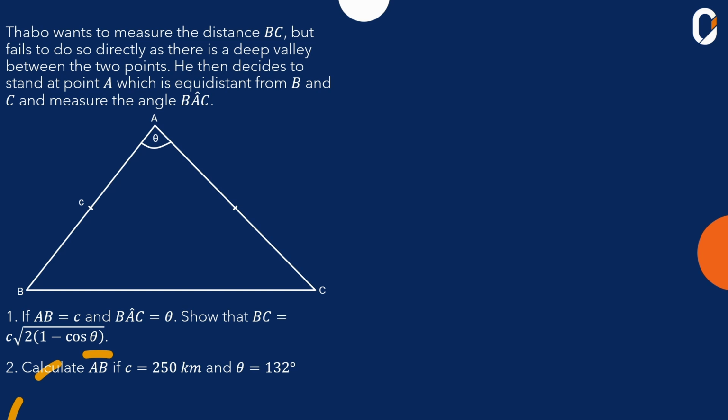Tabo wants to measure the distance BC, but fails to do so directly as there is a deep valley between the 2 points. He then decides to stand at point A, which is equidistant from B and C, and measure the angle BAC. Question number 1. If AB is equal to c and the angle BAC is equal to theta, show that BC is equal to c multiplied by the square root of 2 multiplied by 1 minus cos of theta. Let's take a look at the solutions.